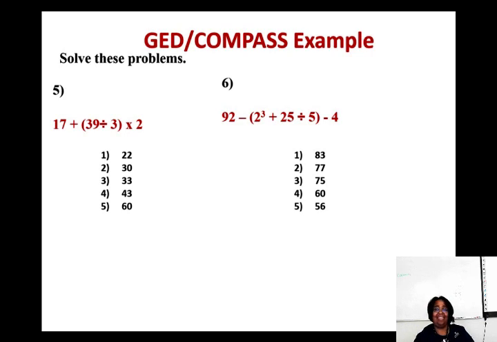Number 3, 35? 75? This one here. Yep. Okay, 75. So remember, this is 2 times 2 times 2, which is 8, plus 5. Then you take 92 minus, what's 8 plus 5? 13. Minus 4. And you'll get 75.